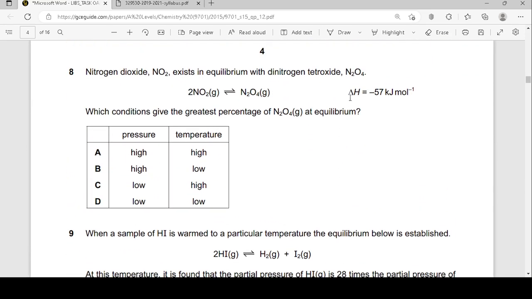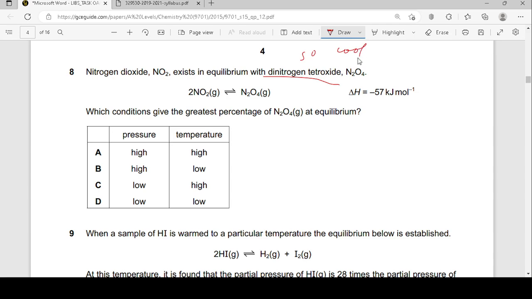Anyways, question number 8. Nitrogen dioxide, NO2, exists in equilibrium with dinitrogen tetroxide, such a cool name, N2O4, okay? Now, which conditions give the greatest percentage of N2O4 gaseous at equilibrium? Two things to notice. One is that this side has 2 moles, this side has only one mole. And the forward reaction is exothermic, because it's minus 57 kilojoules per mole, negative. I always call it minus, but the proper term is negative. I just can't get myself to say negative, that's too many syllables compared to minus.